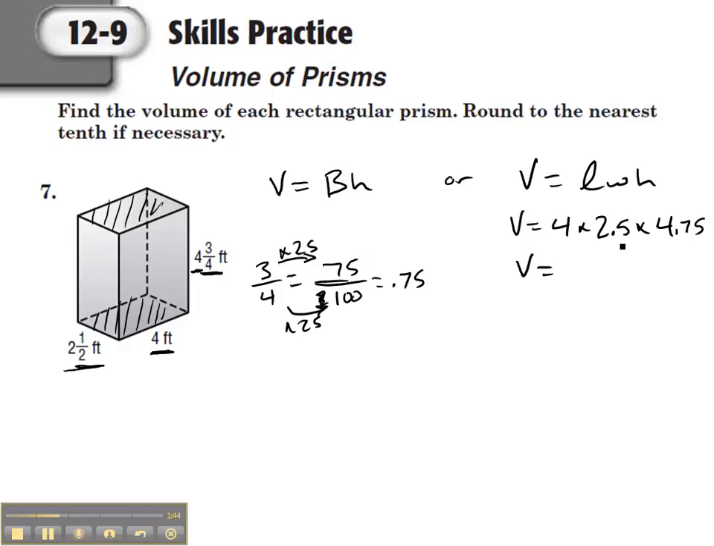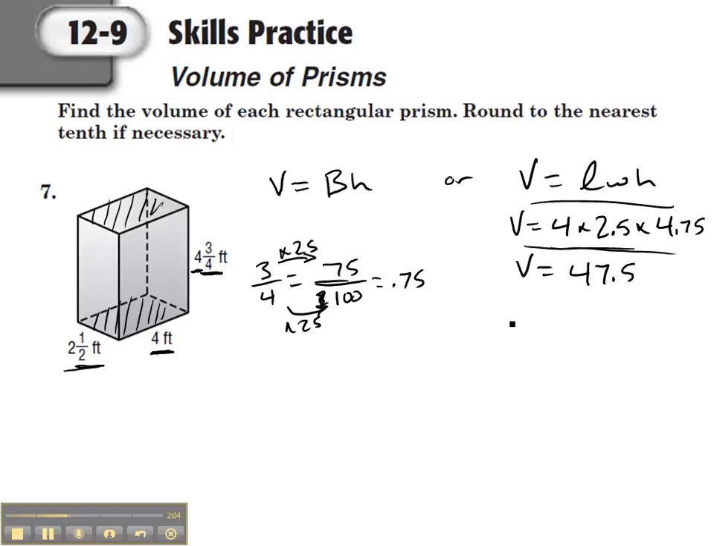This is the point where you can use a calculator. So if I say you can use a calculator on your homework, it doesn't mean that you don't show any work. You still show this. You still write the formula and set up the problem with the numbers. Then you use the calculator. You'll get 47.5 if you multiply those together.